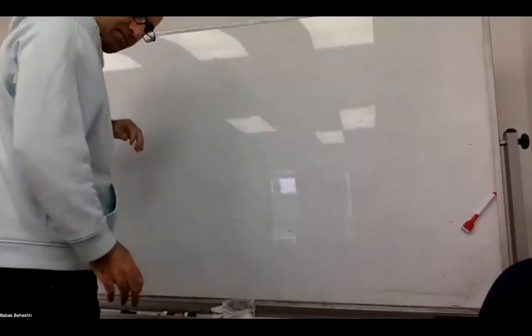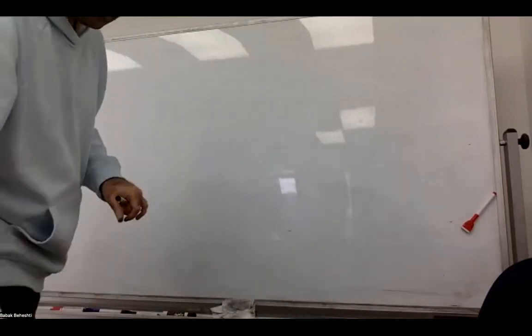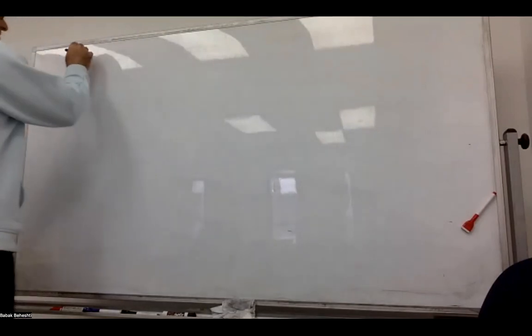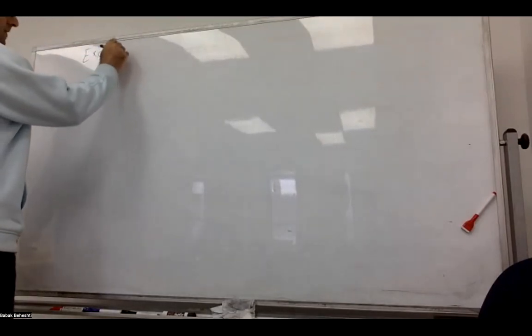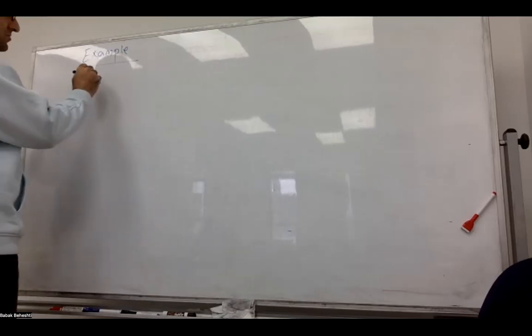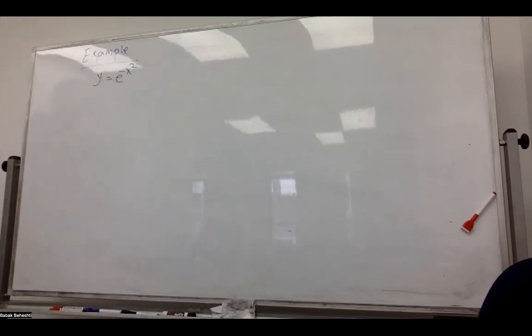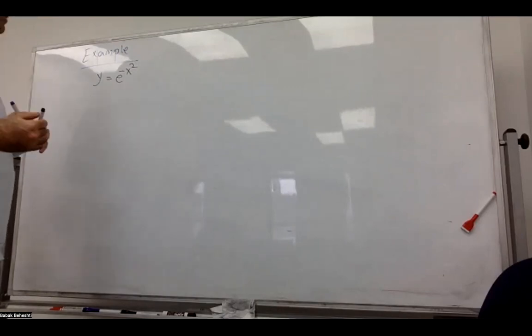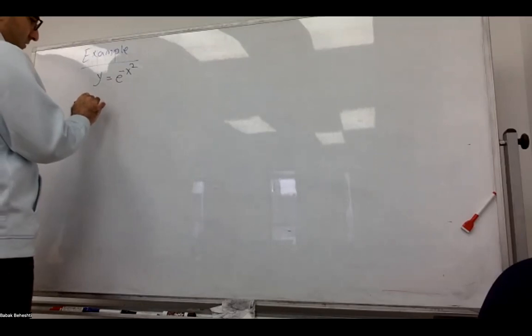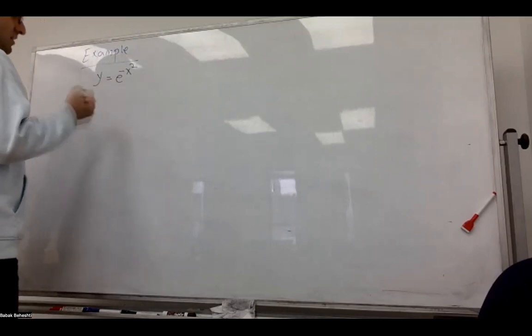So I begin by looking at an example. The example we're going to study is y equal to e to the power minus x squared. So please listen carefully. These are very important. I want to show you how finding the first derivative and second derivative can help us sketch the graph. So what is y prime? The first derivative.